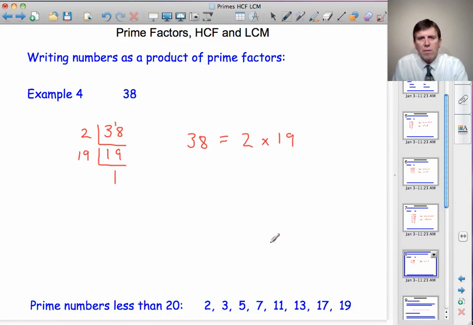And this would be a good time for you to pause the video and have a go at exercise A, where you can write numbers as a product of their prime factors.